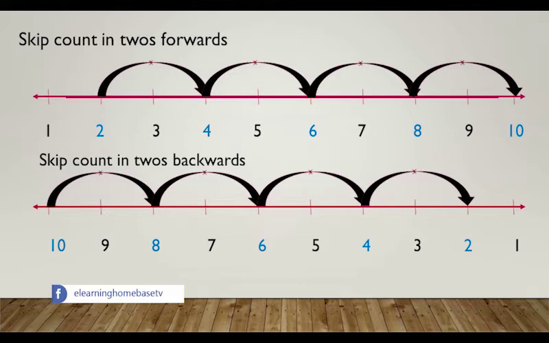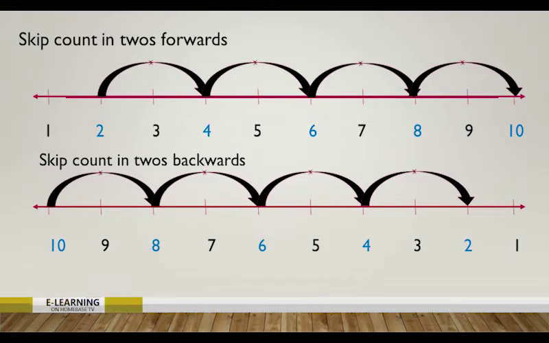So we are going to skip the next number till we get to our next 2 numbers. So we are starting from 10. So from 10, we move straight to 8, to 6, to 4, and to 2. This is skip counting in 2s backwards.